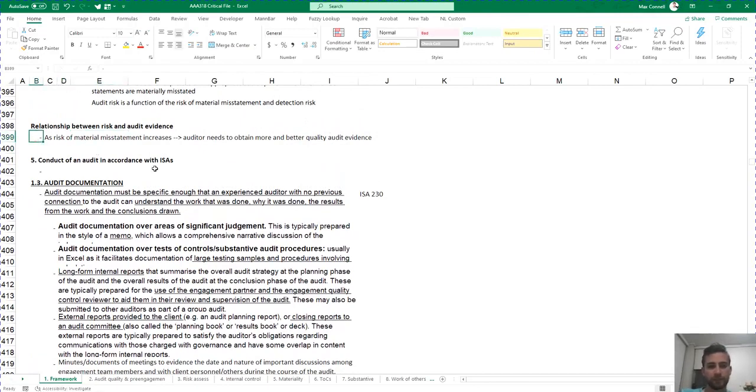As the risk of material misstatement increases, auditors need to obtain more and better quality audit evidence. So if you identify at the beginning of audit planning, or throughout the process of the audit, some issues with the information or the risk, the auditor needs to obtain more information. If it's a low-risk client, they can do it relatively smoothly. Say, yep, that's good. The controls are good. I haven't found any issues.